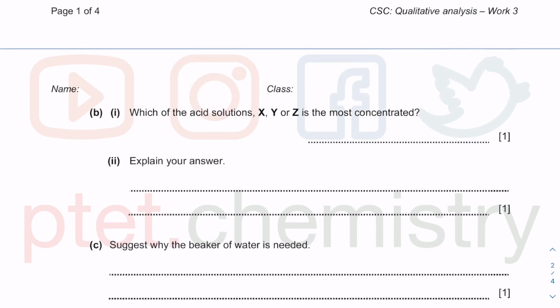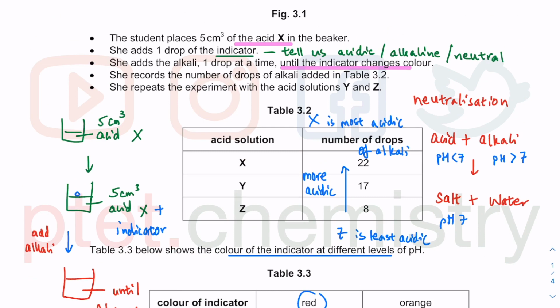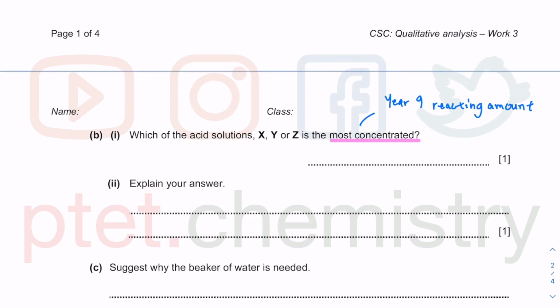Now, which of the acid solutions is the most concentrated? This one comes from year 9, under reacting amounts. The very last bit of that topic on reacting amounts is to do with concentration. The most concentrated acid will require the greatest number of drops of alkali to neutralize. More acid requires more alkali to neutralize. So X requires the greatest number of drops. X is the most concentrated.